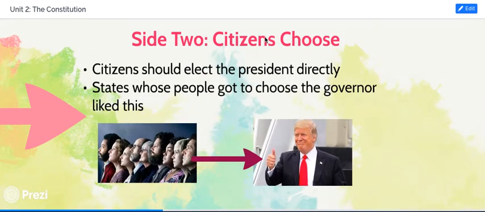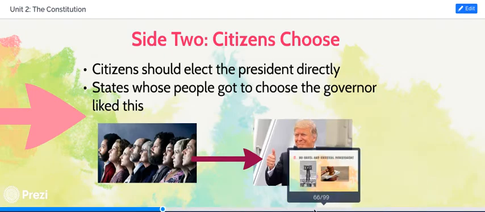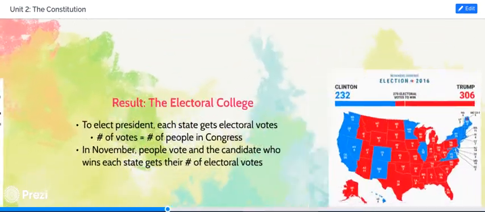Side 2 over here, instead of Congress choosing the president on our behalf, side 2 is we let the citizens choose directly, okay? So they think like the states who let the people just directly choose the governor instead of letting the legislature choose it for them. They like this, okay? So instead of having people elect a lawmaker and say, you make all my decisions for me, I will trust you to do that, the people will go ahead and choose who they want to be president. Okay? So that is side 2, citizens choosing.